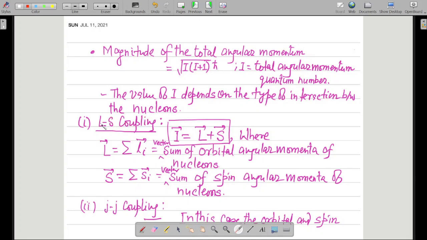Now LS coupling. Let us understand the meaning of LS coupling. This is your total angular momentum quantum number I vector, and this I vector is equal to your L vector plus S vector, where the L vector is the summation of Li vectors, that is, the vector sum of the orbital angular momenta of nucleons, and the S vector is the summation of Si vectors, that is, the vector sum of the spin angular momenta of nucleons.